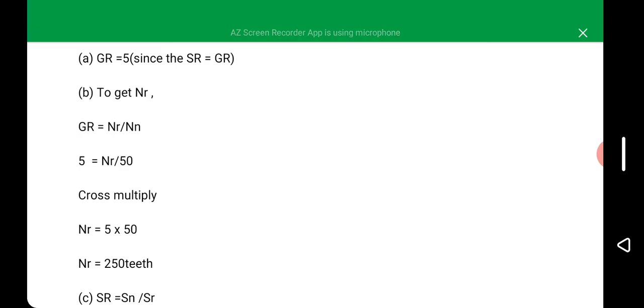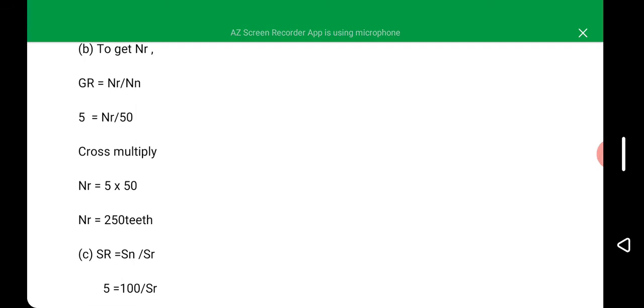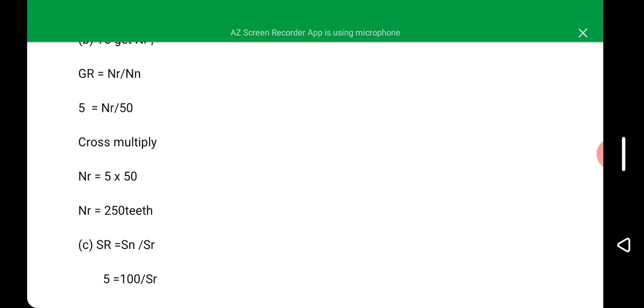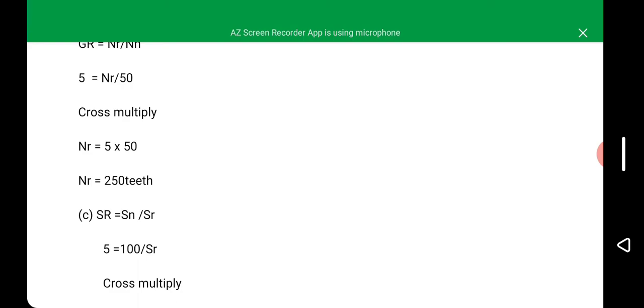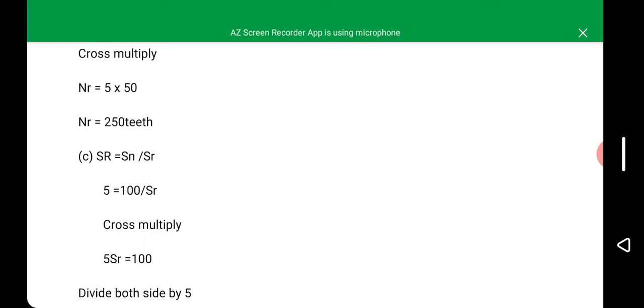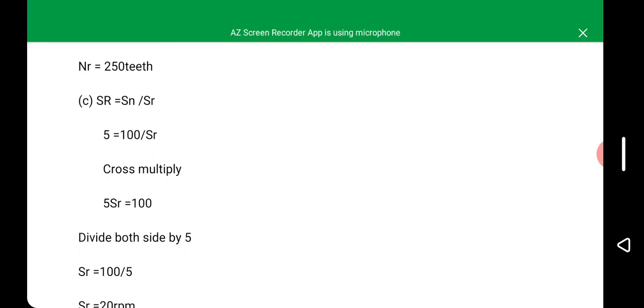Since they are equal, to get our NR, we use the formula of the gear ratio, which is the number of teeth of the driver gears over number of teeth of the driven gears. We are given the number of teeth of the driven gears in the question to be 50, and our gear ratio is 5. We substitute the values into the formula and cross multiply. After cross multiplying, we get NR equal to 5 times 50. So 5 times 50 will give us 250, which means the number of teeth of the driver gears is 250 teeth.